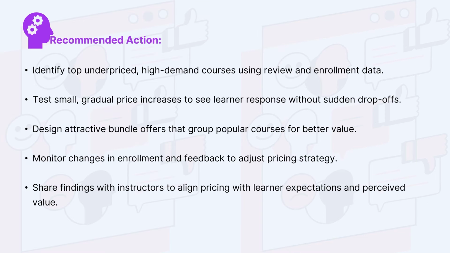So here's the recommended action based on my key findings. To get all these things, I used CTEs, views and subqueries that made the SQL analysis modular, scalable and repeatable. To get this recommended action, first I went through the key findings, then I recommended a few actions as per my knowledge. Identify top underpriced high demand courses using review and enrollment data. Test small gradual price increases to see learner response without sudden drop-offs, or design attractive bundle offers that group popular courses for better value. These kinds of actions can be helpful for Udemy to get more revenue.